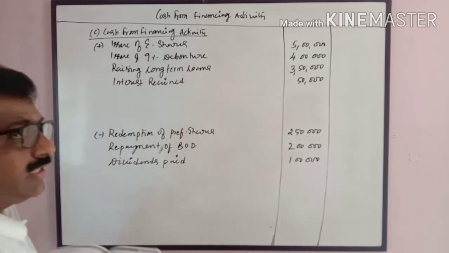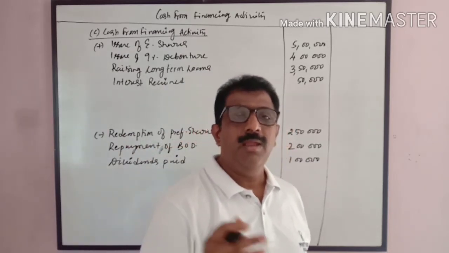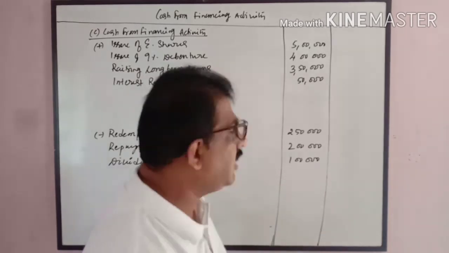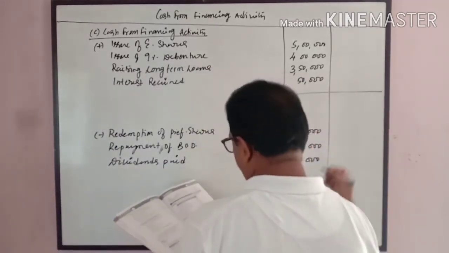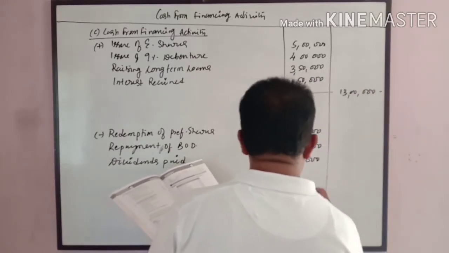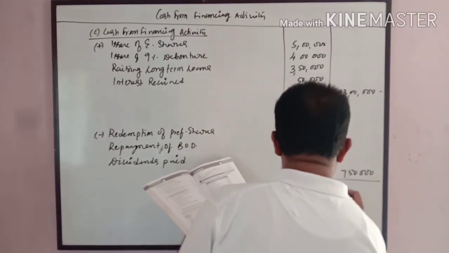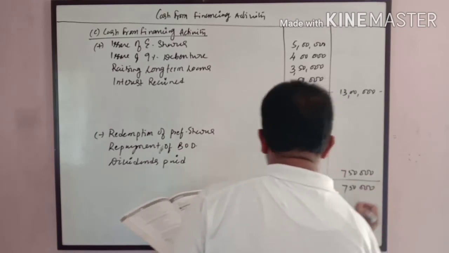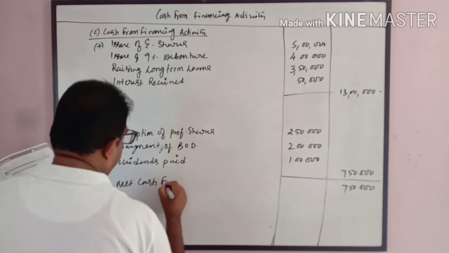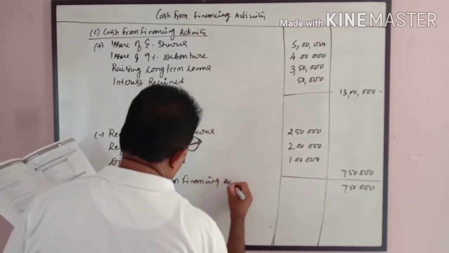Sale of furniture does not come here because it is an investment activity. Any furniture sold, fixed assets sold, comes under investment activity. It does not come here. Now you can find the total of this. It comes to 13 lakhs and this comes to 7 lakh 50. The final answer becomes 7 lakh 50, called the net cash from financing activity.